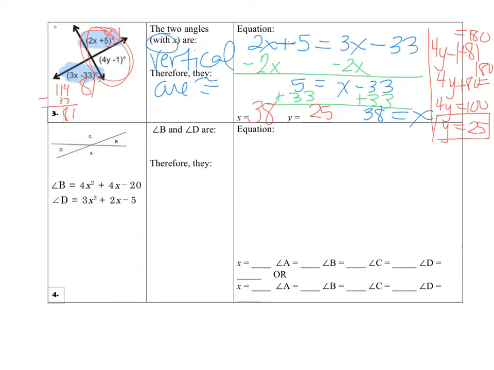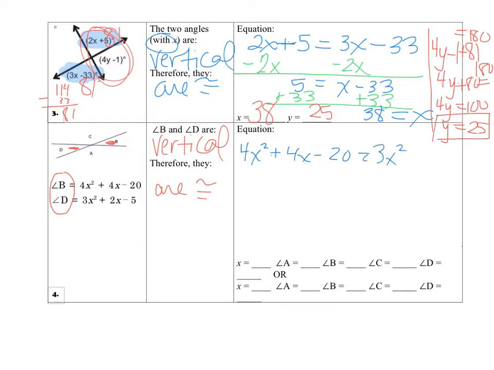All right, on to number 4. So here we're talking about angle B and angle D. So we've got this angle and this angle, and those two angles are vertical, which means they are equal. Well, the angles are congruent, the measures are equal. And when we write our equation, we're going to set them equal to each other. So we get 4x squared plus 4x minus 20 equals 3x squared plus 2x minus 5. And we have another quadratic equation.